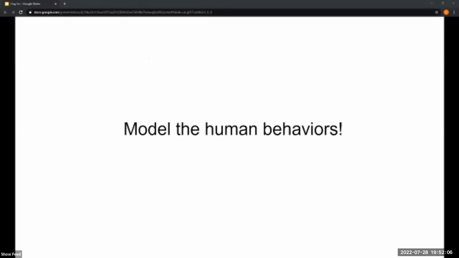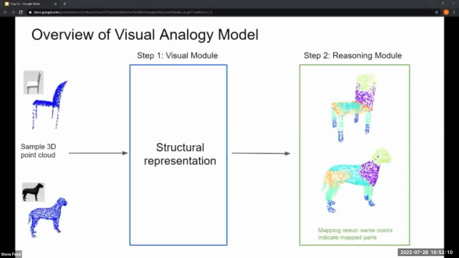All right, and how do we model human behaviors? Here's an overview of our visual analogy model. We have two steps, where the first step is called the visual module that builds a structural representation of each 3D object. Then we have the second step, the reasoning module, to map the two structural representations to each other. The same color indicates that the two parts are matched together.